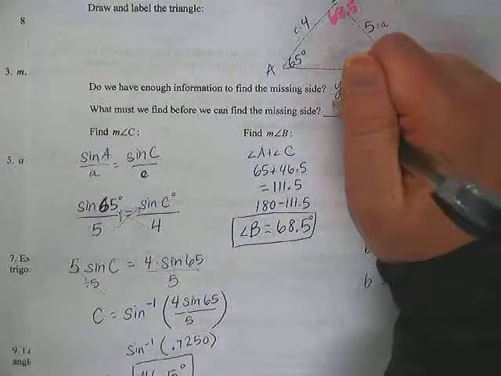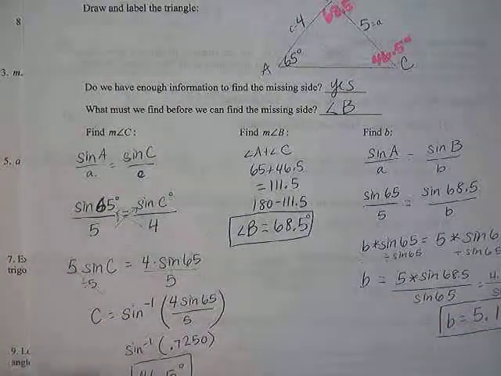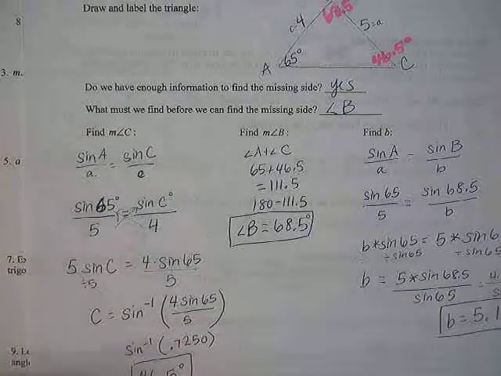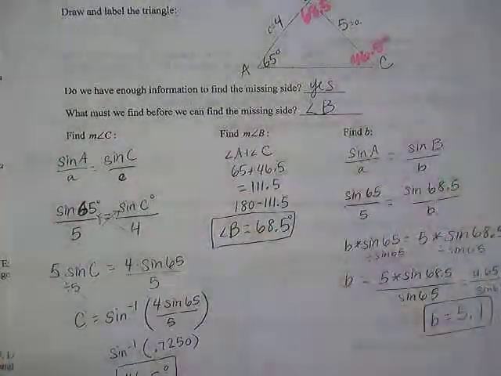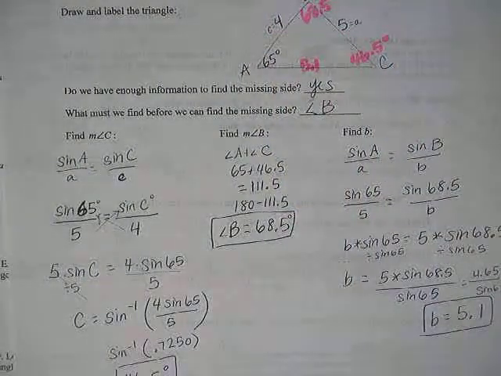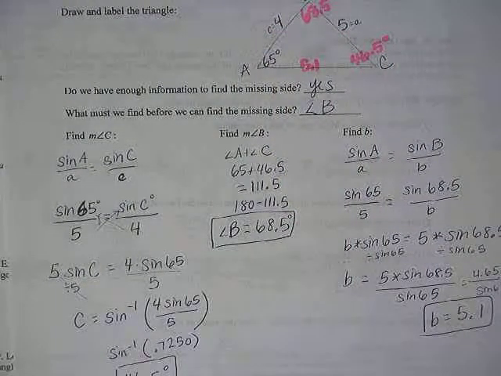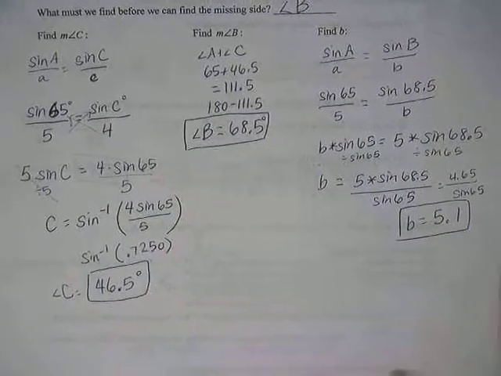Oh, I didn't fill in these blanks, did I? Okay. Do we have enough information to find the missing side? Yes. What must we find before we can find the missing side? We must find the other angle, like angle B or something like that. Anyway, sorry I skipped those blanks. They're not a big deal. It's just kind of a thought process is all.